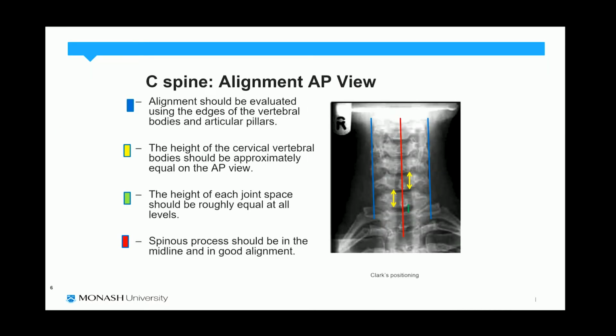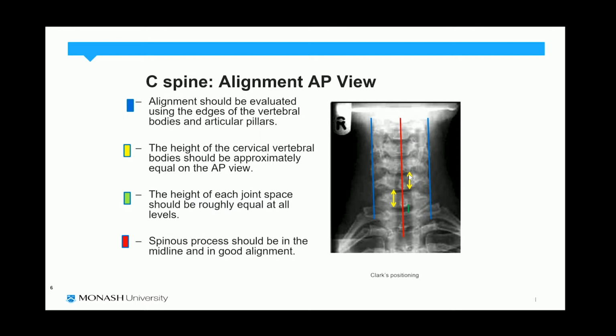The AP view is important, especially if you struggle to show the lower cervical spine vertebrae on the lateral view. So the blue line here indicates the edges of the vertebral bodies and the articular pillars, and they should be more or less without any steps.